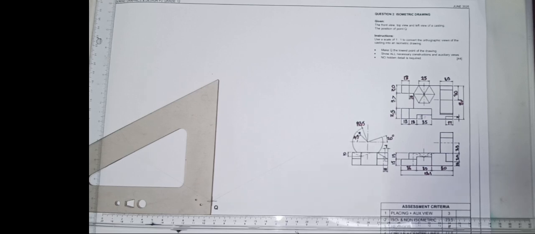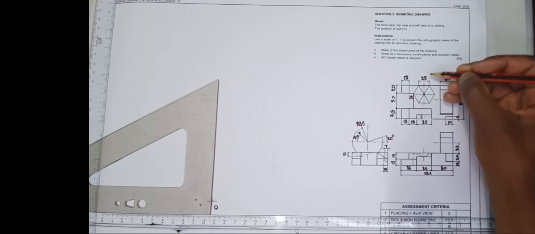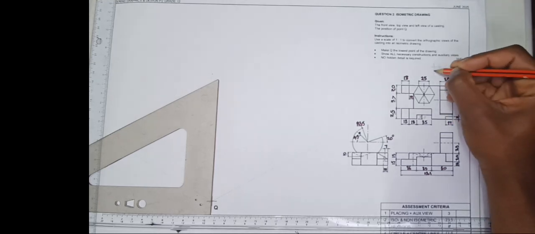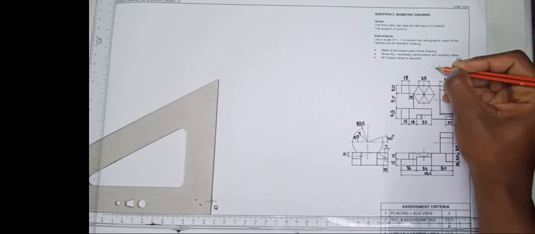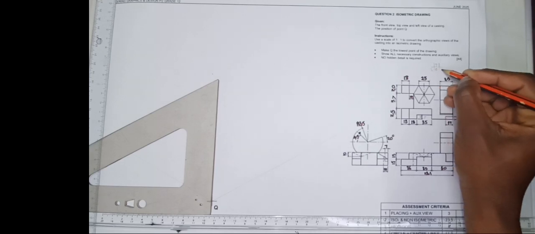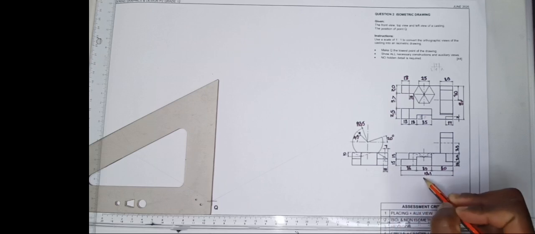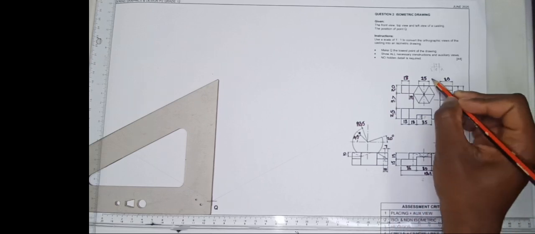So looking at this question, we're given the front view, the top view, and a left view of a casting. So how do we recognize which orthographic projection we are using here? Simply because this is paper 2, you know that paper 2 falls under third angle orthographic projection, meaning this will be our front, this will be our top, and our left, also our right. So here will be our left, our front, and this will be our top.